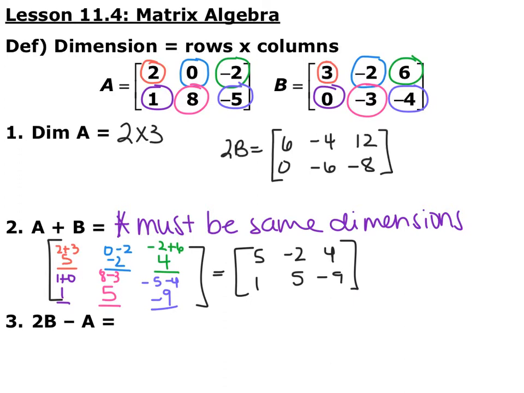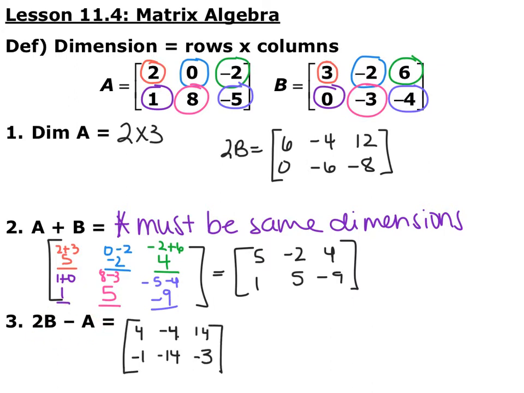So the matrix 2B would be 3 times 2 is 6, -2 times 2 is -4, 6 times 2 is 12, 0 times 2 is 0, -3 times 2 is -6, -4 times 2 is -8. So go ahead and pause the video and do 2B minus A.